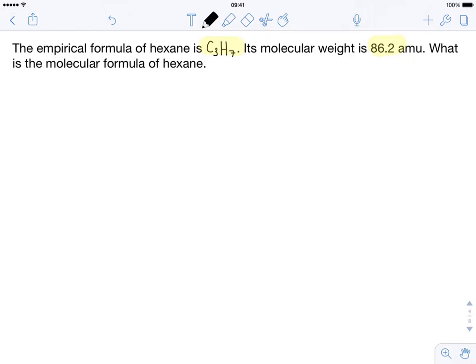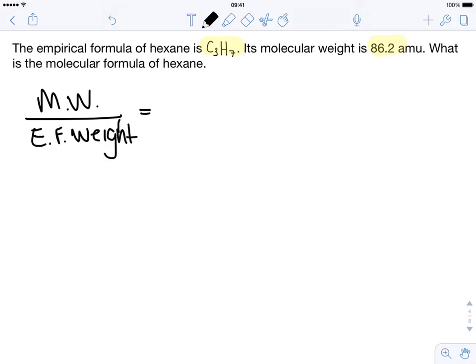So we're looking for a formula that is going to tell us the exact amount of each type of element in the compound. This empirical formula, C3H7, is telling us a ratio. So how do we figure out the molecular formula? We figure out the molecular formula by using this formula. We do the molecular weight divided by the weight of the empirical formula. So I'm just going to abbreviate here. So empirical formula weight.